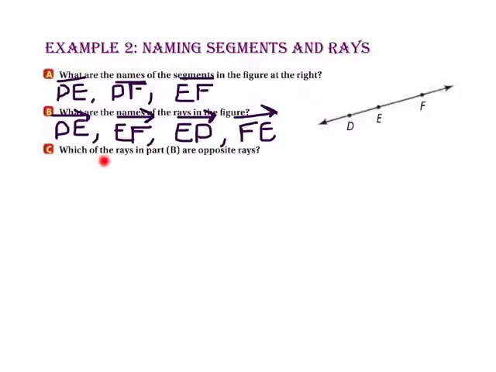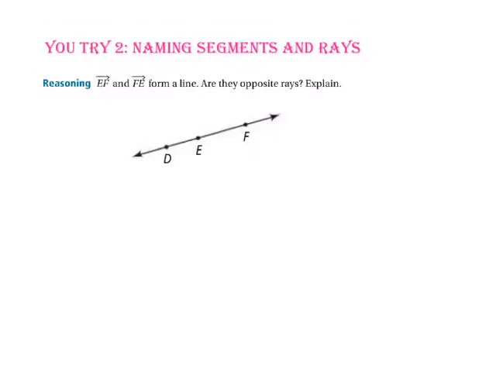Okay, lastly, let's look at part C. Which of the rays in part B are opposite rays? Well, here, if we look at endpoint E, I could head to the left towards point D for ray ED, and I can start at point E and head to the right for ray EF. So rays ED and EF are opposite rays. Pause the video and do your try number 2.